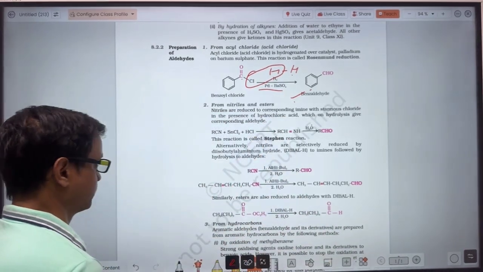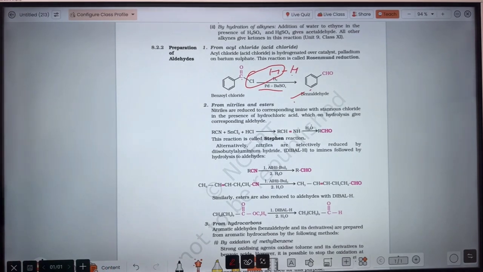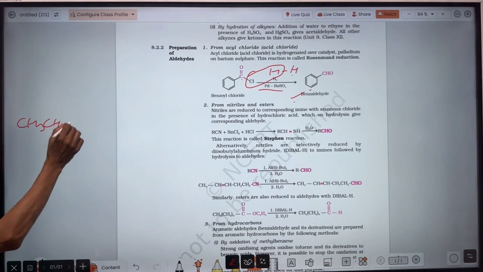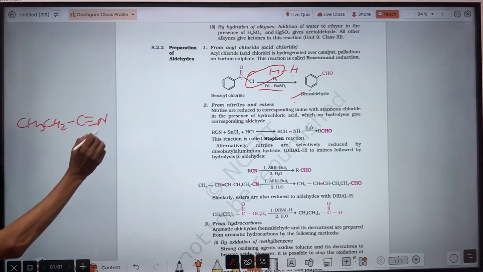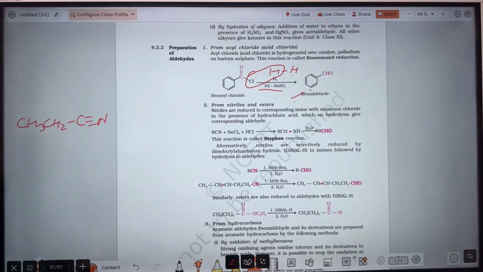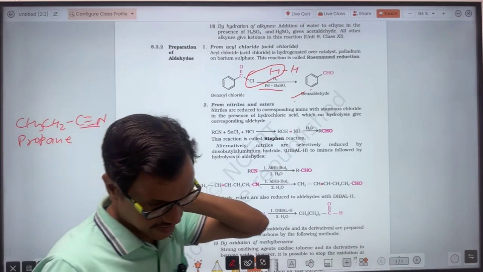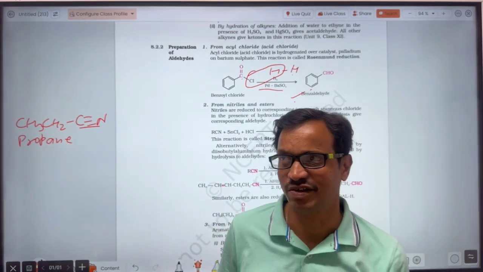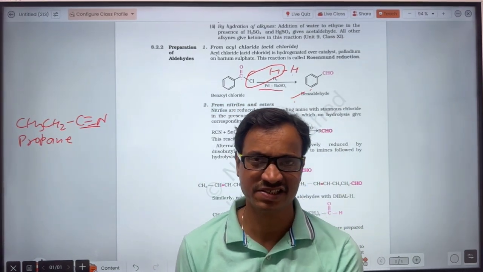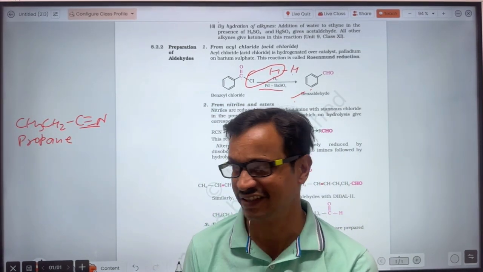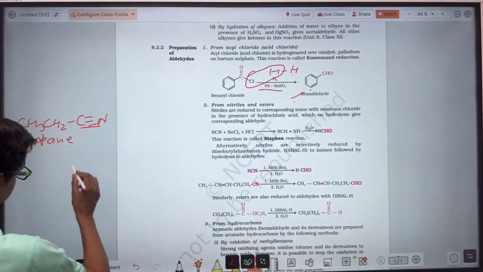Now after that is the Stephen reaction. Let's see how that reaction takes place. I am taking this example. It is a nitrile. How to write the IUPAC name? There are 3 carbon atoms, so that is propane. The e will be retained because the suffix for CN is nitrile. The first letter of nitrile is a consonant and not a vowel, so that's why e will be retained.